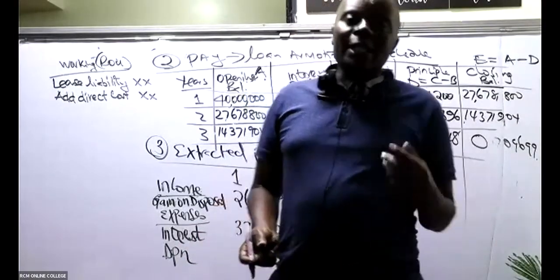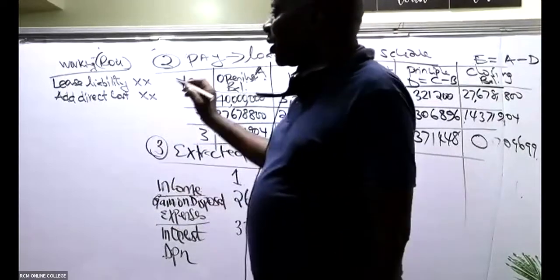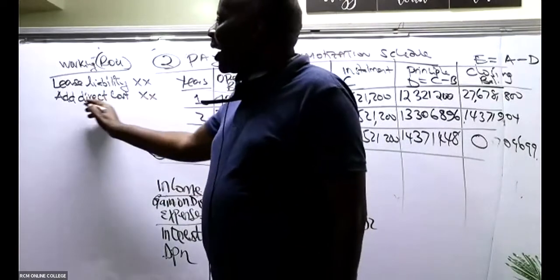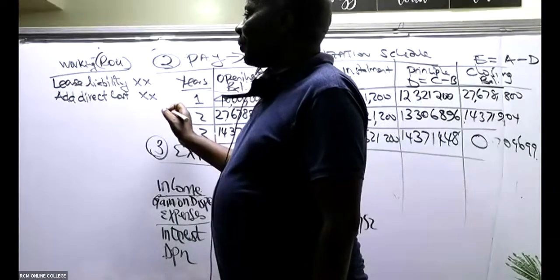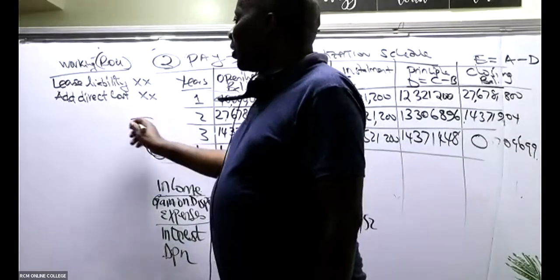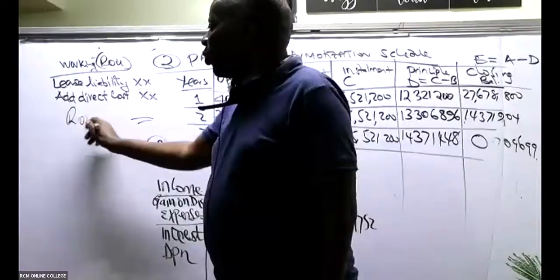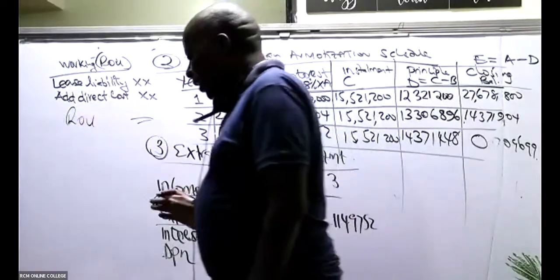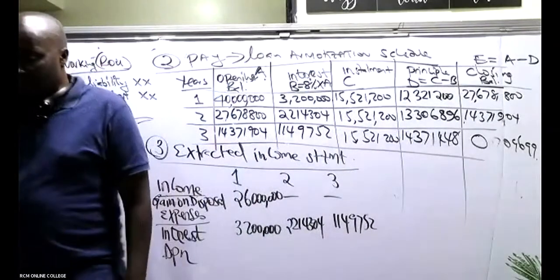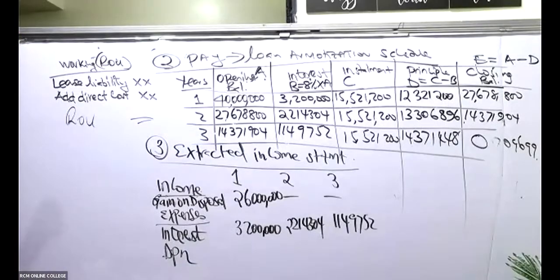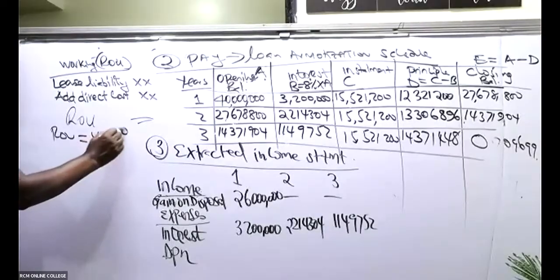And of course, there are other expenses that we shall be seeing, but most importantly, the one you should never forget are the direct costs. You add them, and this will give you what we call the ROU. In our case, we don't have any additional costs given here. So basically, our ROU will be exactly equal to what here?